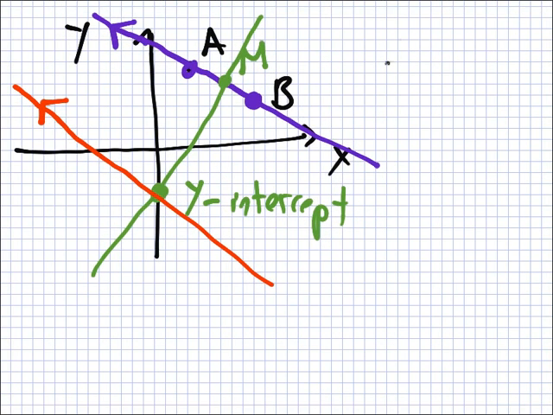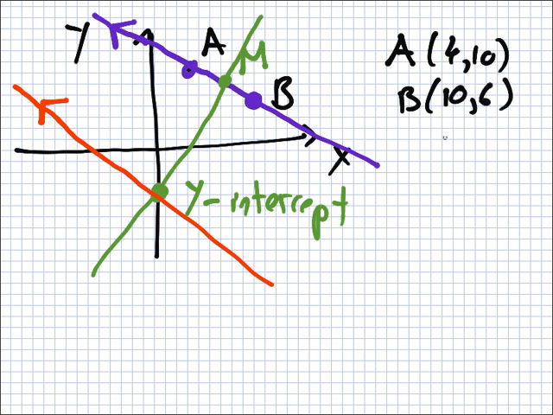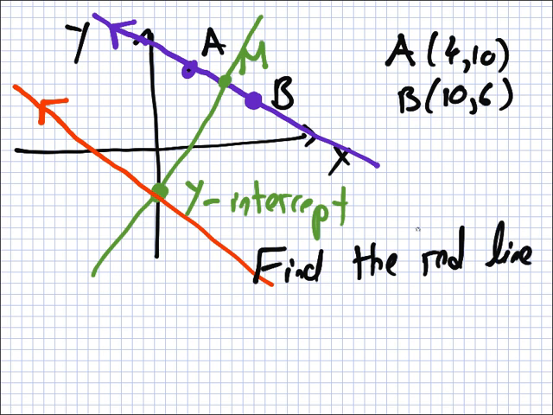Okay, so A is 4, 10 and B is, let us say, 10, 6. And my question is, I want to find the red line. Okay? And M is the midpoint. Alright, let's see if you can do this.